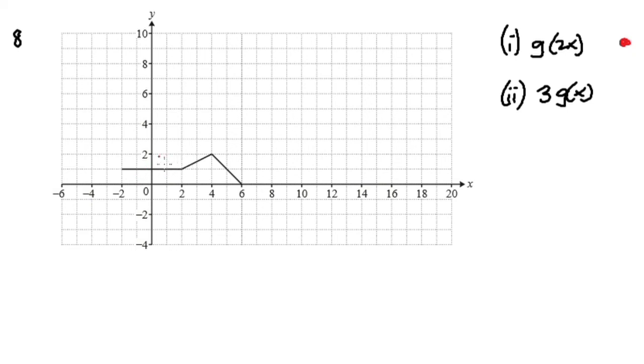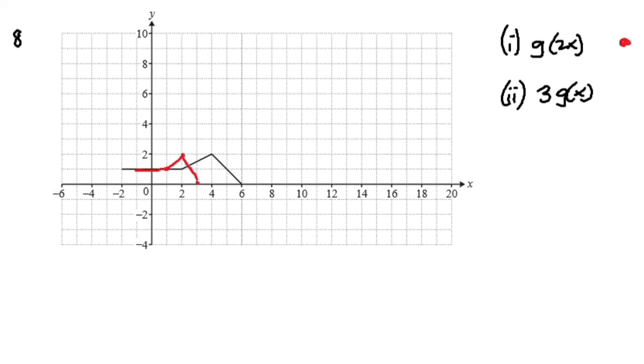So the height doesn't change, but the horizontal width does. So from -2, this point will be shrunk halfway to this point. This point will be shrunk halfway to this point. This point will be shrunk halfway from 4 to 2, and this one 6 to 3. And so part 1 looks like this.